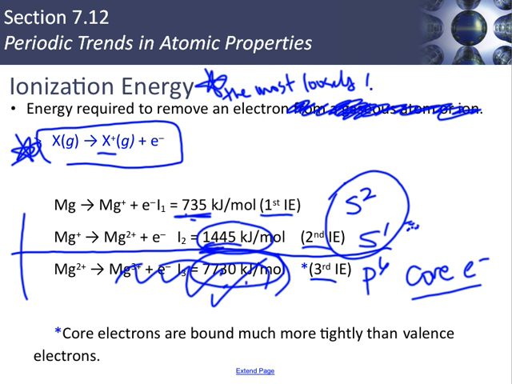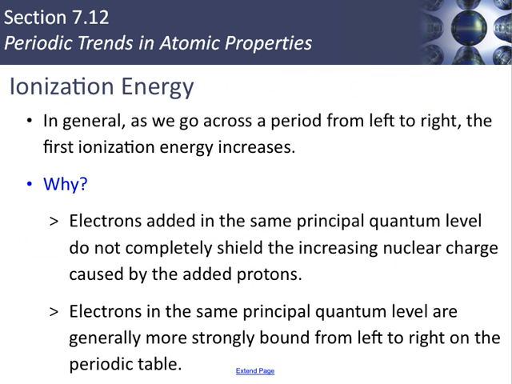Okay? So if I gave you a list and there was a jump between the third and the fourth, what would the oxidation state be? +3. Okay? So it's just interesting to be able to do stuff like that. So now let's talk more about this trend because it's horrible.